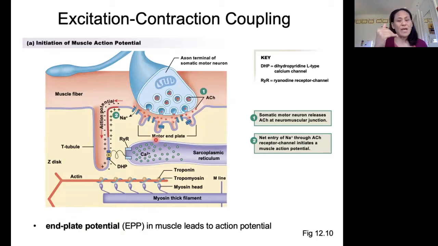That end plate potential is pretty reliable, it's pretty big. So usually when you have synaptic transmission here, you have an end plate potential that's big enough to bring that muscle fiber to threshold, and then you get an action potential, okay? And that action potential is going to travel along that sarcolemma, okay? So it's going to travel down the T tubule.